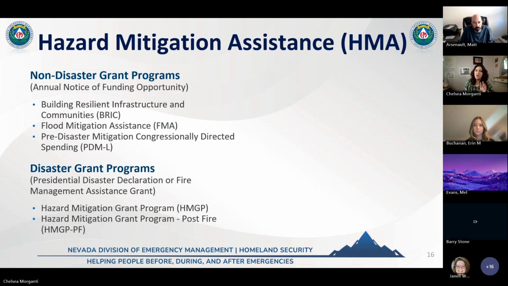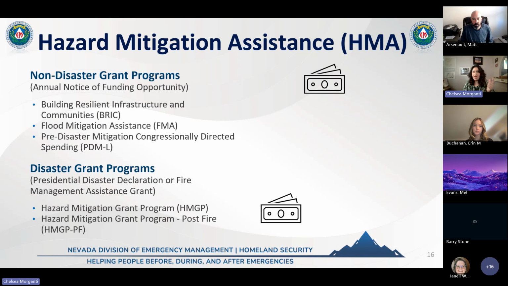The non-disaster grant programs have annual national funding made available. And then the disaster grant programs also have money being made available. The disaster grant programs are not predictable. You don't know how much money is coming and you don't know where it's coming from. Bad days, fires, and any other presidential disaster declaration. So it's irregular money, as opposed to the regularly scheduled non-disaster grant programs.